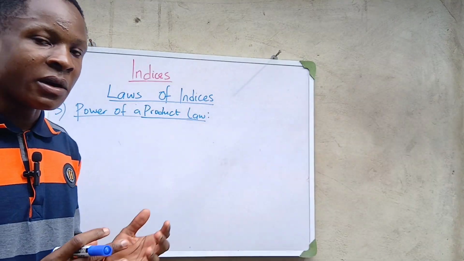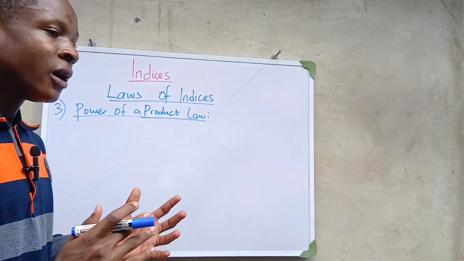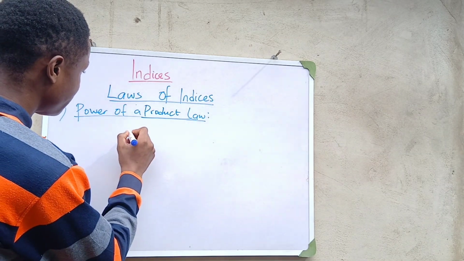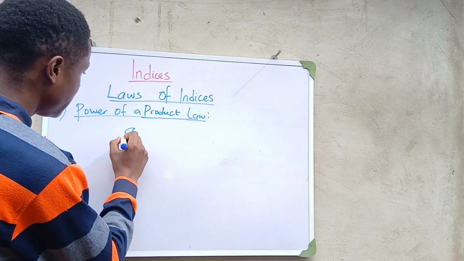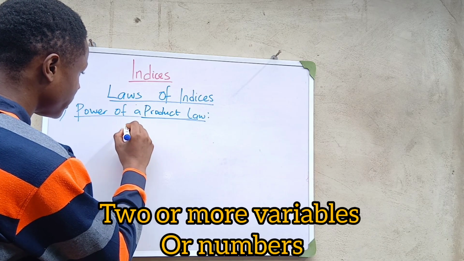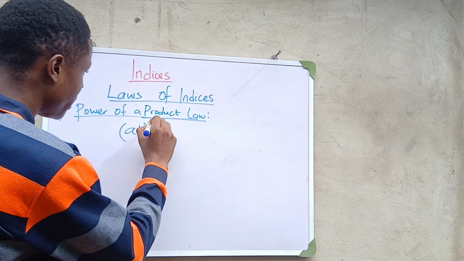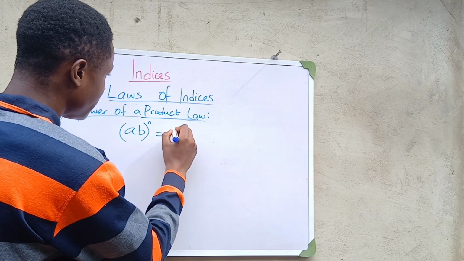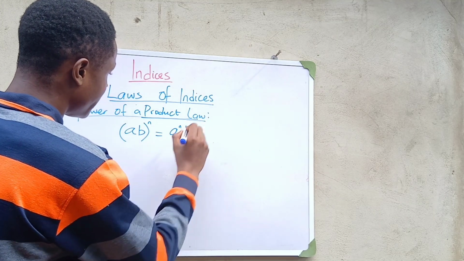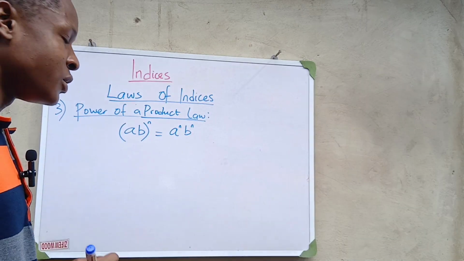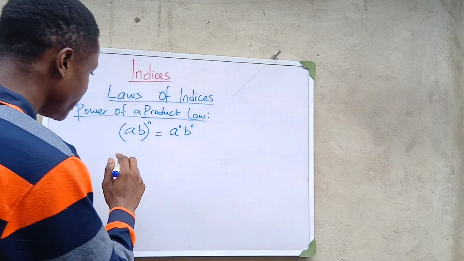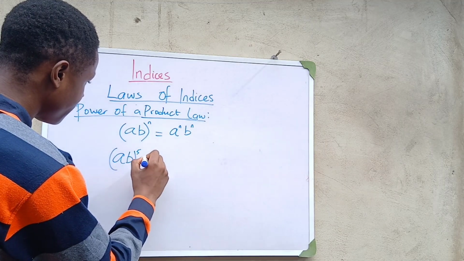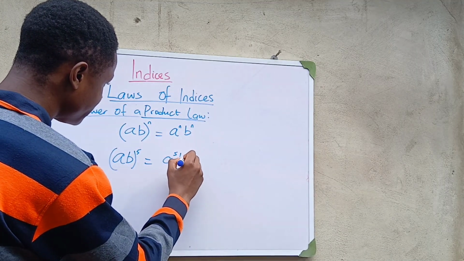So the next one is power of a product law. Now power of a product law, when we have different bases, say two variables or numbers, which are raised to a power, what we are going to be having is a raised to power n, b raised to power n. So this is what power of a product law is. So let's say we have (ab) raised to power 5. We'll be having a raised to power 5, b raised to power 5.